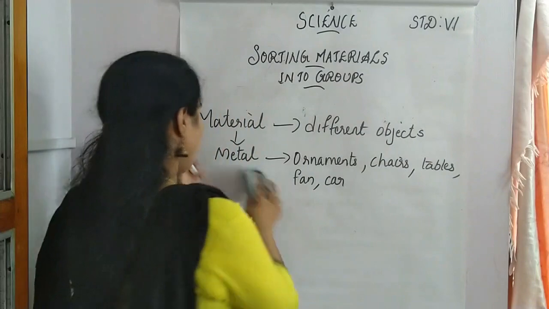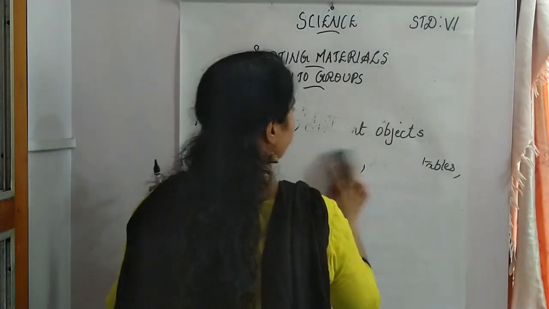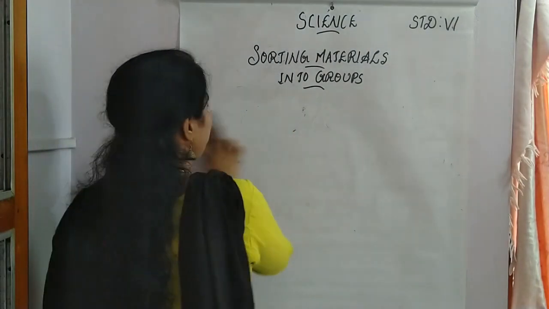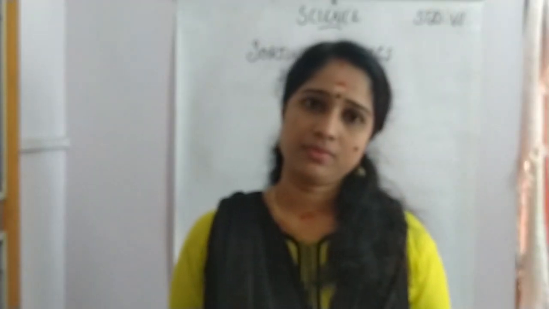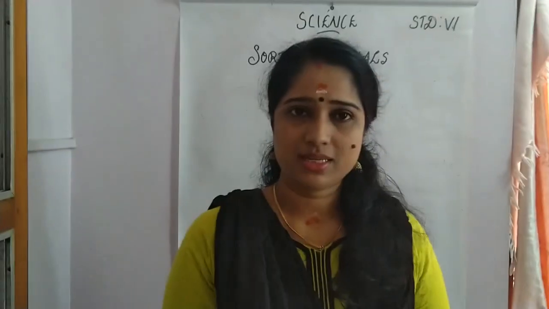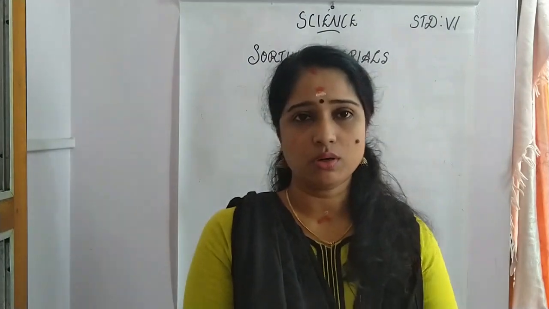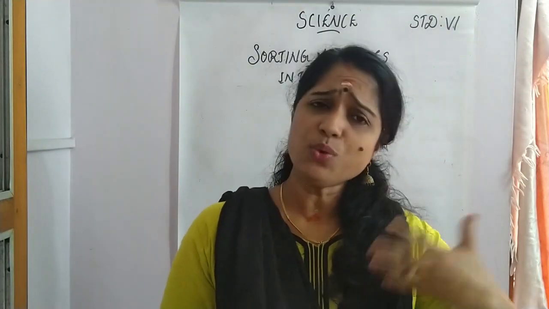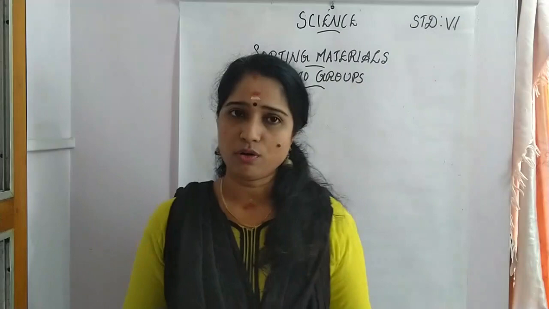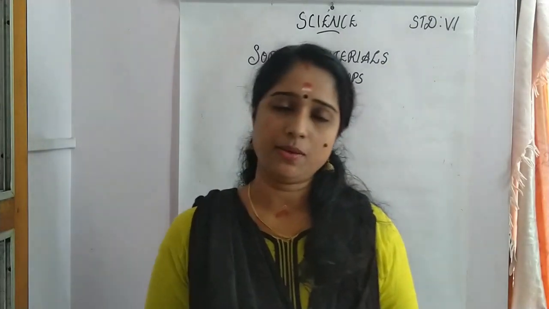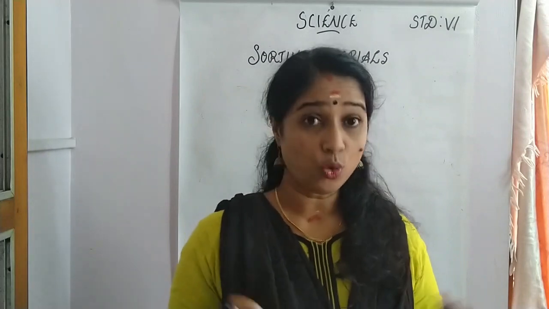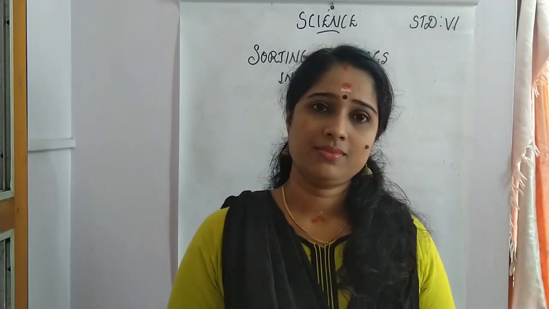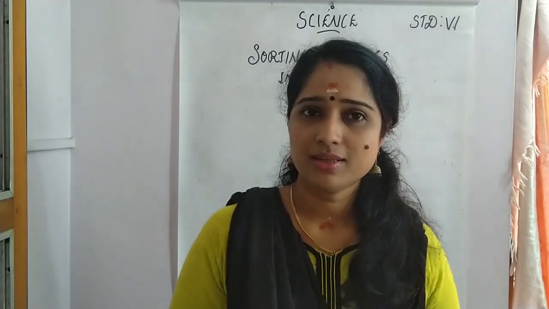Now we can move on to the criteria: why do we select particular materials for making an object? I would like to ask you one question. You all have your textbook or notebook with you now, and you know the material it is made of. What is it made of? Yes, paper. Why is this book not made of steel or wood? Have you ever thought about that?